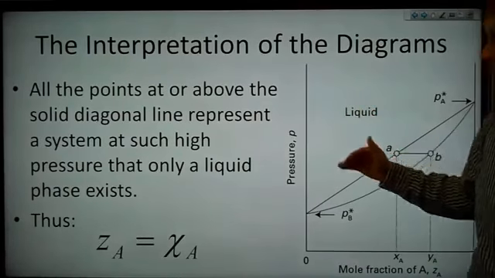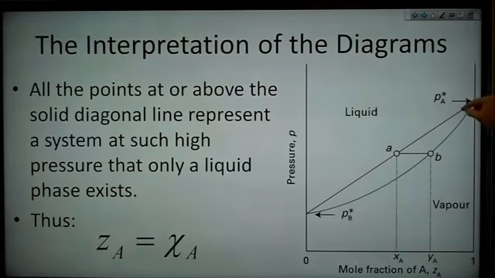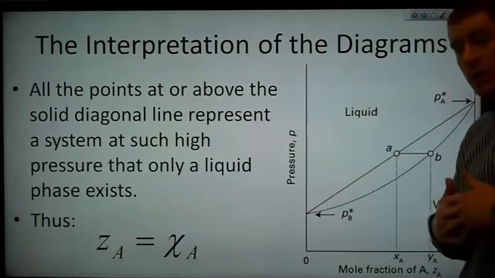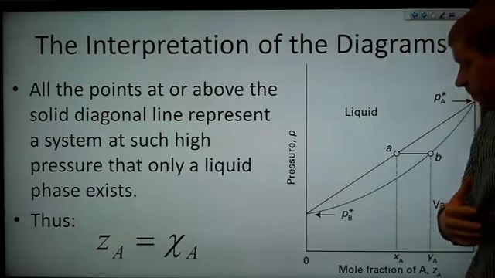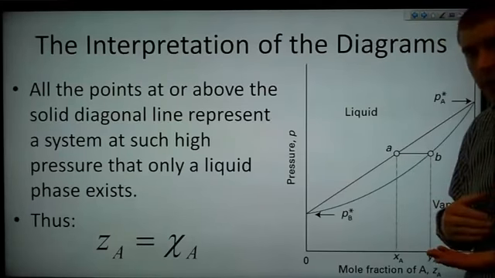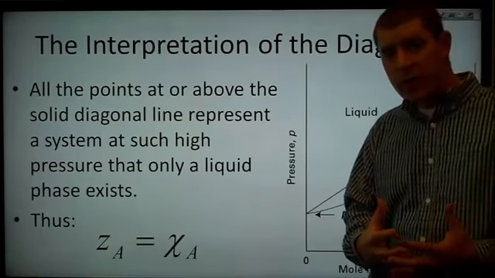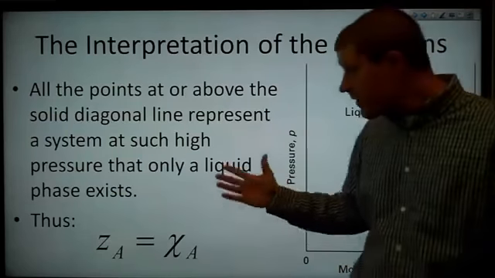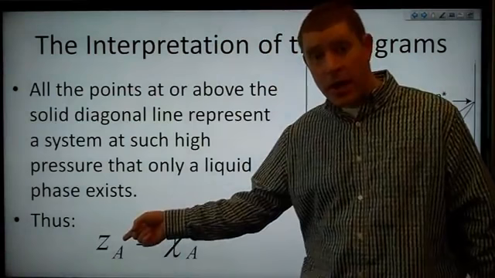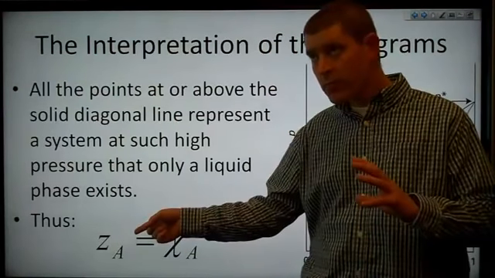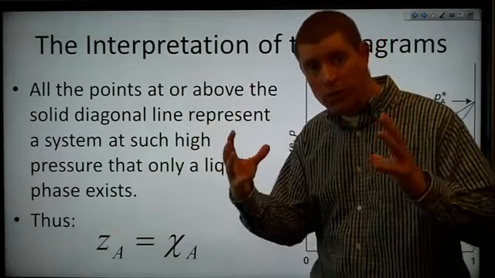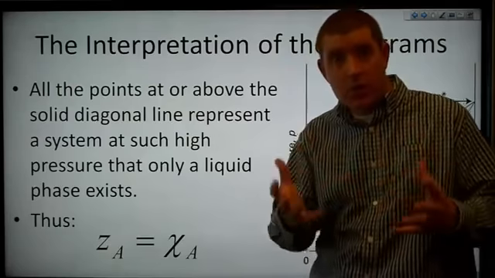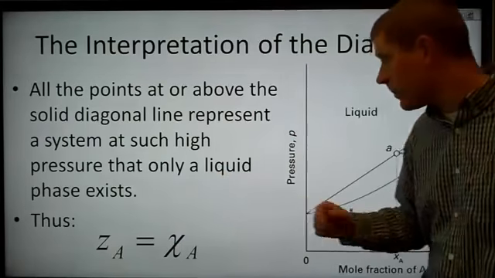Alright, so all the points at or above this solid diagonal line represent a system at such a high pressure that only the liquid phase exists. If we put our system under high enough pressure, then we'll condense all of our vapor phase back into a liquid phase, and we won't have any vapor phase at all. And in that case, if there's no vapor phase, then ZA, the mole fraction of the whole system, is equal to chi A, the mole fraction of just the liquid. There is no vapor phase, so they have to be equal.